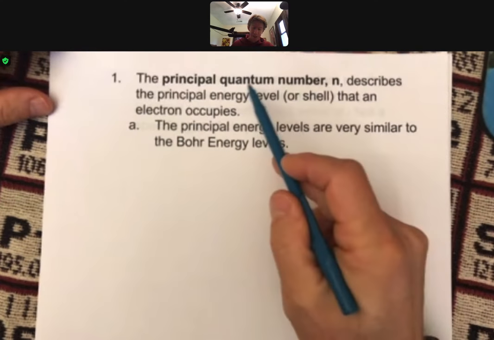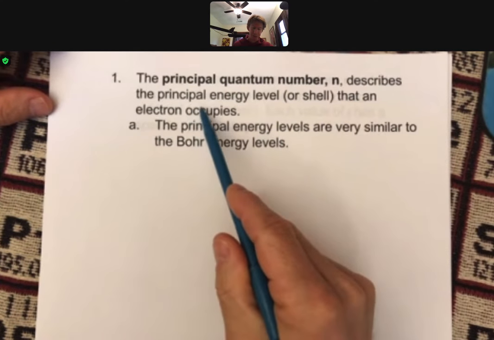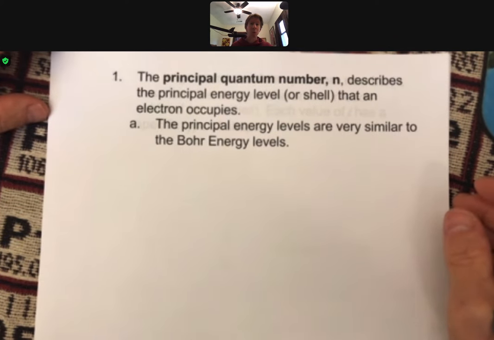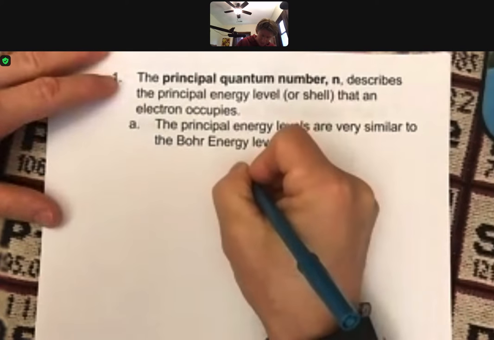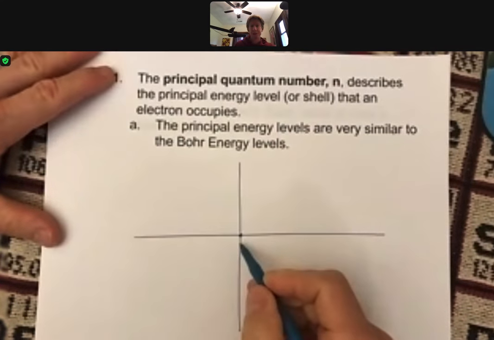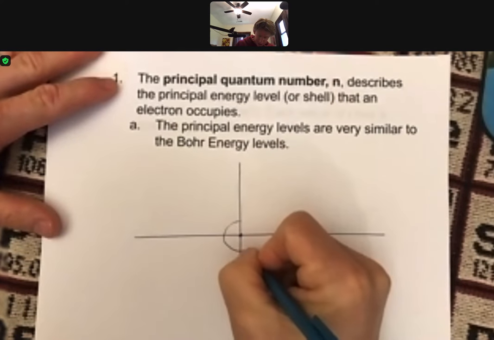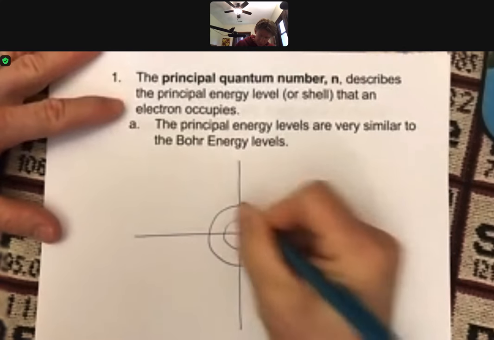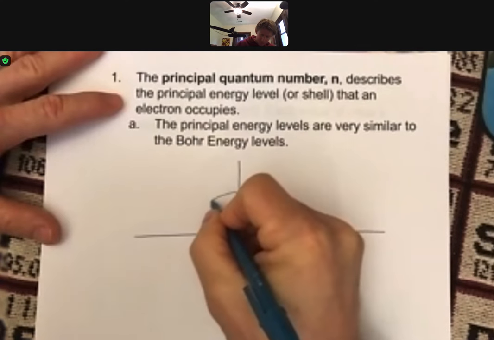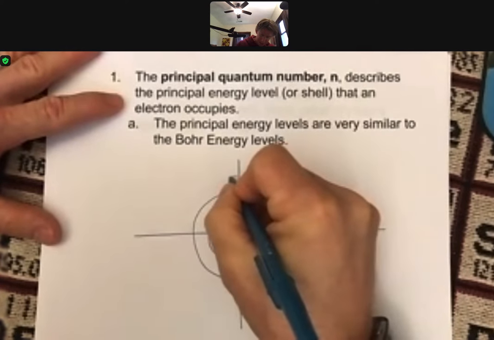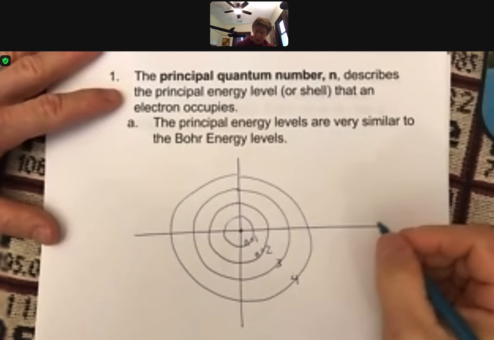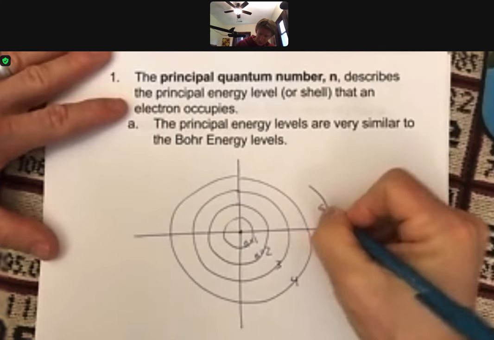The first one we're going to worry about is the principal quantum number n, and that describes the principal energy level or shell that an electron occupies. The principal energy levels are very similar to the Bohr energy levels, and they go like this. So here's our atom. The nucleus is always at the origin, and you've got continuously growing layers. This is going to be n equals 1, n equals 2, growing layers, 3, 4, and instead of drawing the whole circle, I'll just draw them over here. Here's 5.